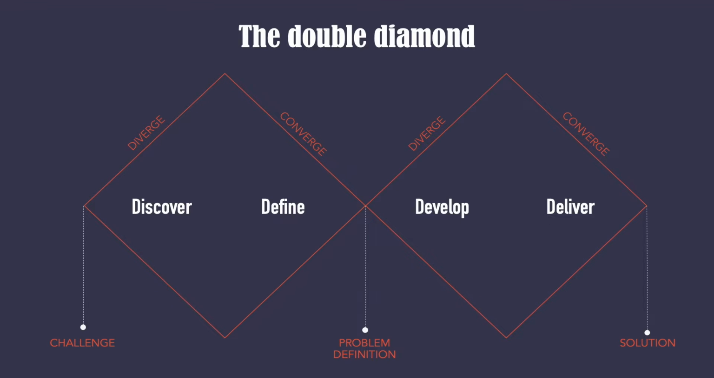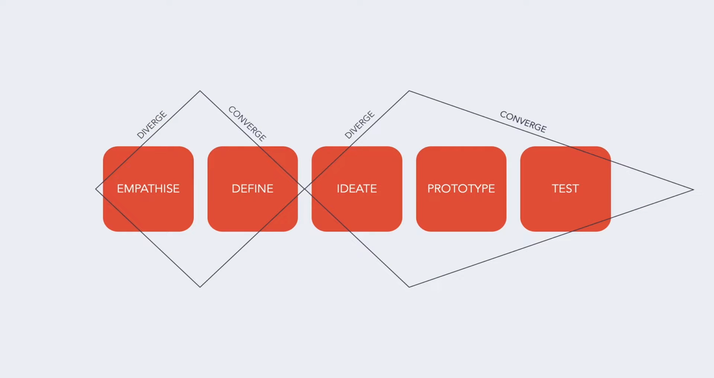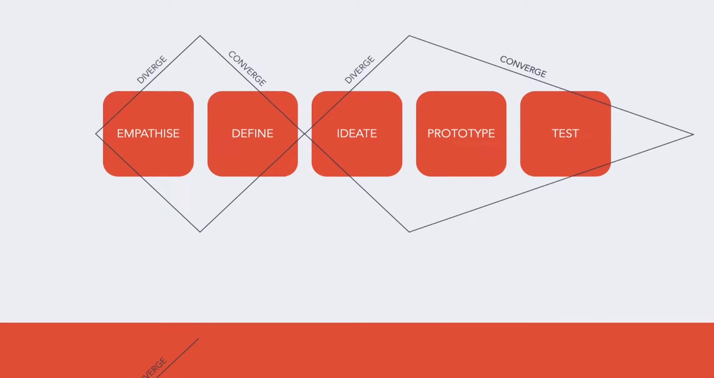Now, if we look at how the double diamond superimposes itself on top of the 5 steps of design thinking, you see that that empathy phase is divergent, it's exploration, it's research, and then you need to define the problem. Diverge in ideation, that makes sense, but then converge in coming up with potential solutions to the problems we have identified. So let's look at those phases in more detail.